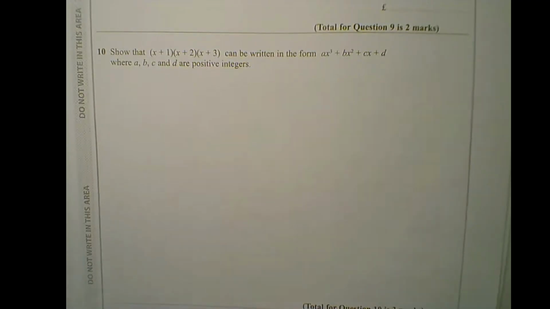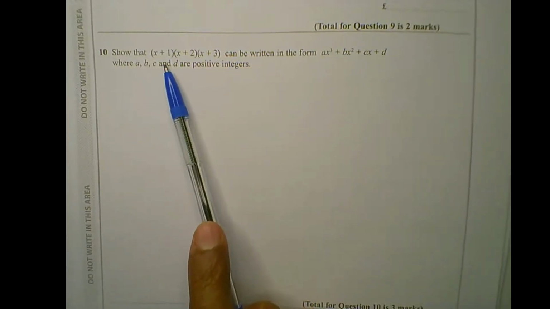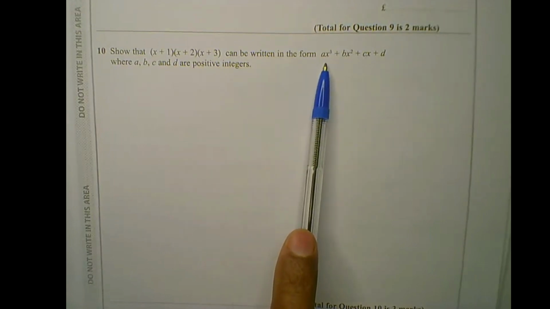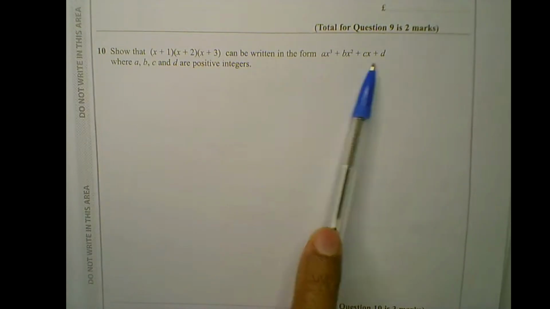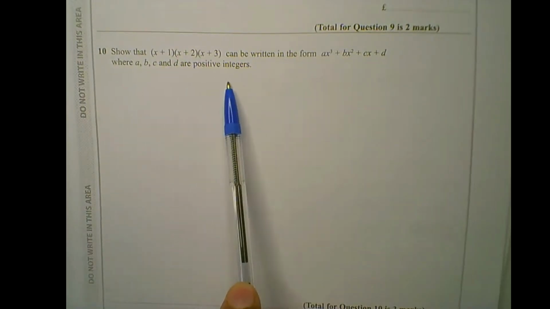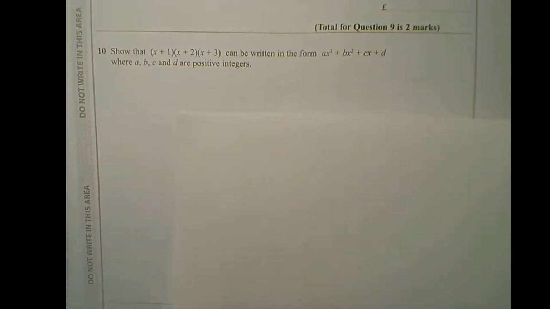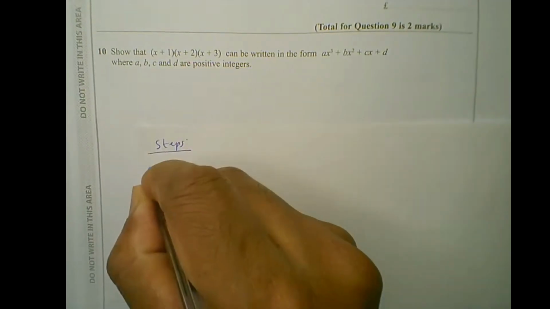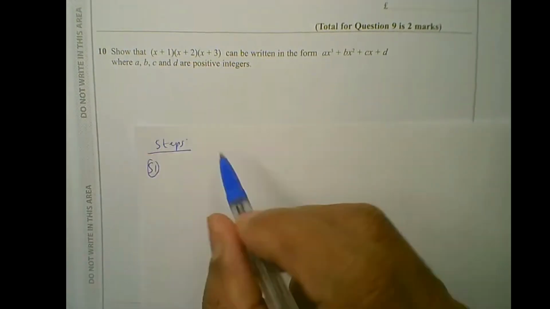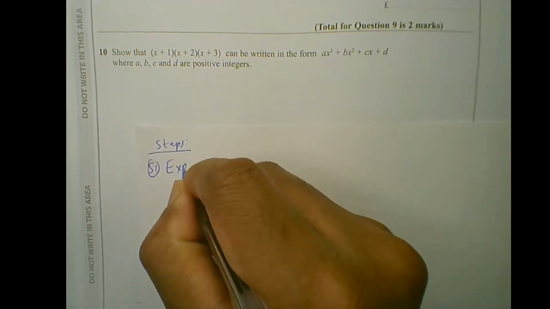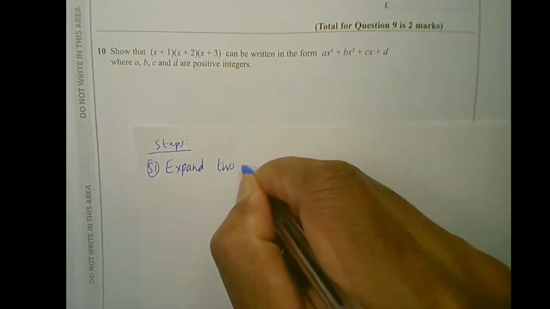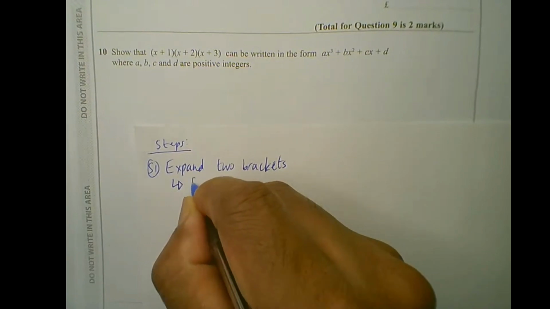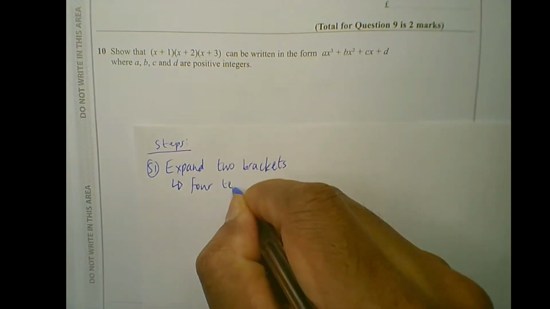So first of all, our question says, show that x plus 1 times x plus 2 times x plus 3 can be written in the form ax cubed plus bx squared plus cx plus d, where a, b, c, and d are positive integers. So how do we do this? What are our steps? Step 1 is we expand two brackets. Expand two brackets. Okay, and you're going to get 4 terms. And then you simplify.